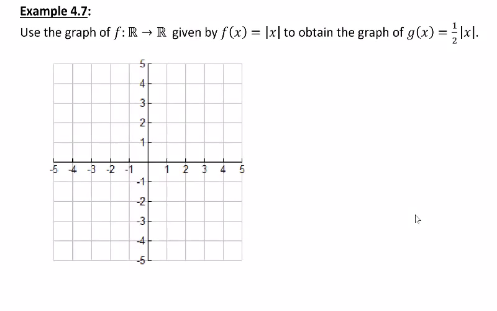In example 4.7, we are being asked to use the graph of f, which is given by an absolute value equation. So this is an absolute value function. And we're supposed to use that to obtain the graph of g of x is equal to 1/2 times the absolute value of x. So we can certainly see that there is an absolute value function built into this equation, but then there's this extra multiplier here of 1/2.